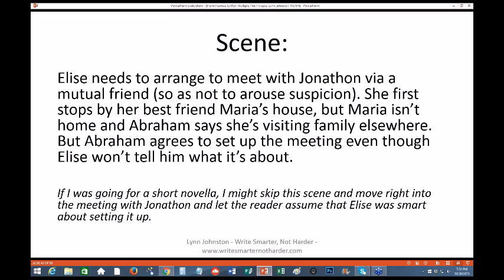There's another scene that's going to fall out of this, and I would have it be separate. I wouldn't have it be the same scene. Elise is going to have to arrange to meet Jonathan, right? This is going to be a setup for that event. So how is she going to do that? She just can't show up at his house.